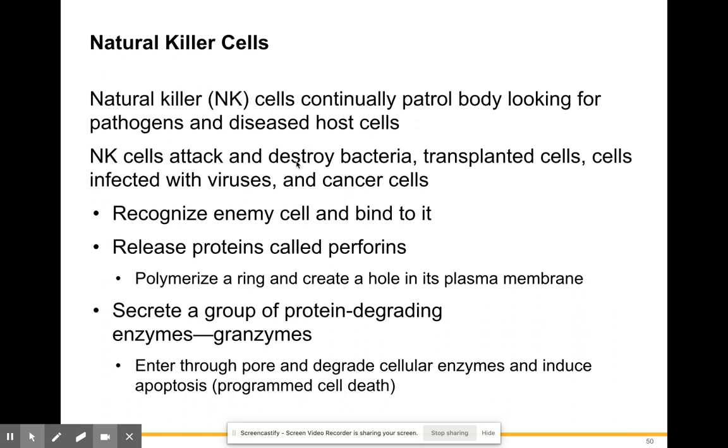So what they do is they recognize an enemy cell, they bind to it, and they release proteins called perforins. And basically what a perforin is, it's pretty cool. A perforin is kind of like a straw. Okay, it's like a protein straw. And if you can imagine, like if you had an orange and you had a vial of liquid, right? And you wanted to get that liquid into the orange. There's a couple of ways you could go about that. One way would be to make a tunnel, right?